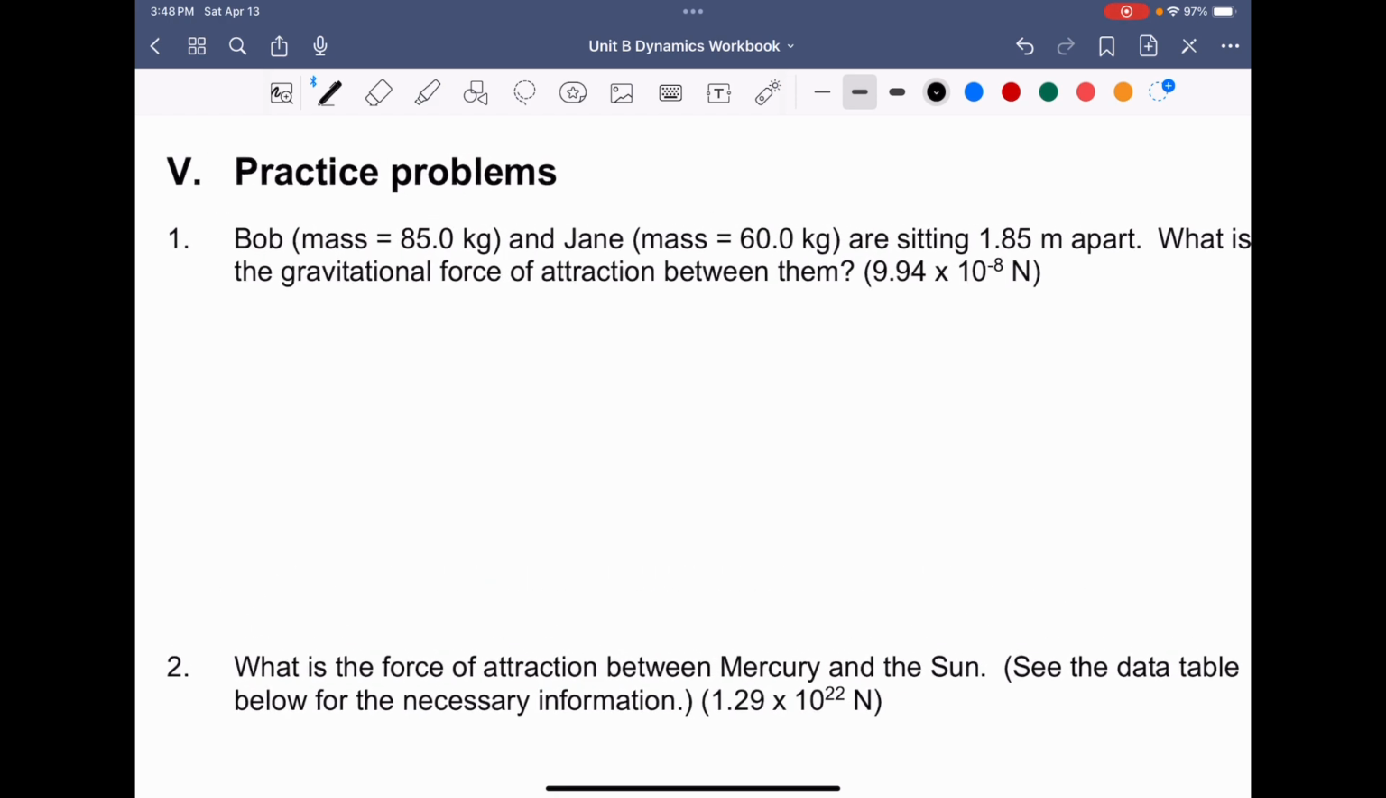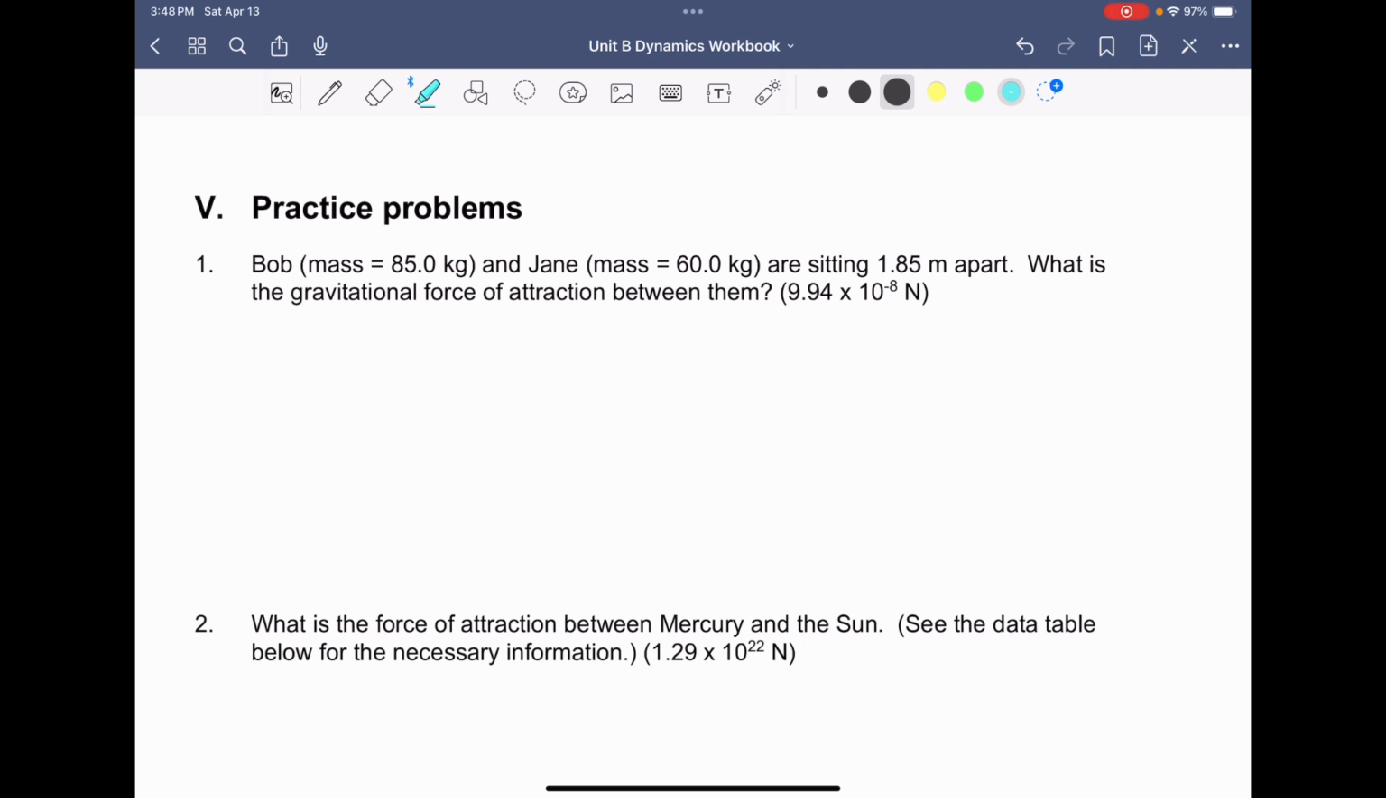So what you want to do is, as soon as they start talking about this, we have Bob and Jane, who both have mass. So these are both people on Earth, and they're sitting 1.8 meters apart. What is the gravitational force?